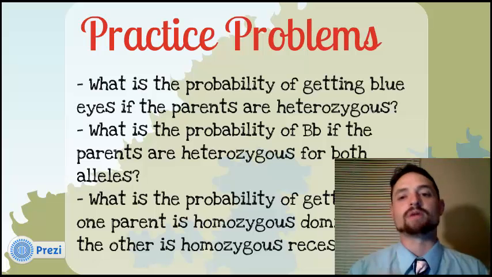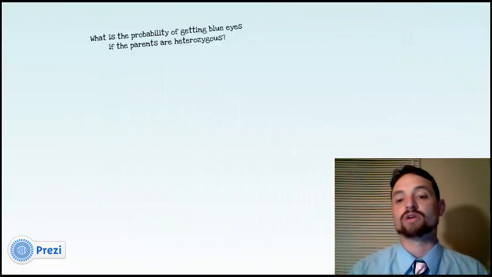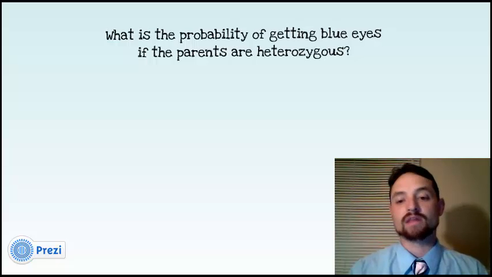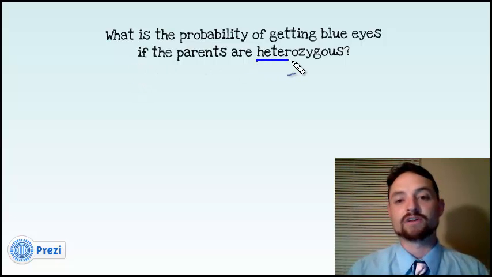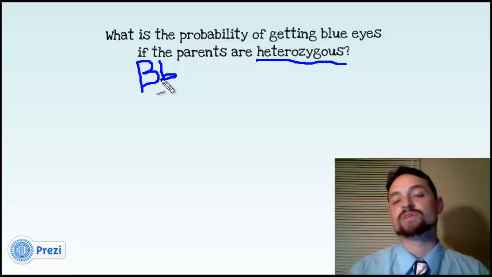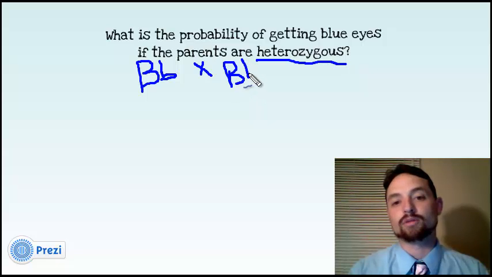So the first is, what is the probability of getting blue eyes if the parents are heterozygous? So let's look at that. Heterozygous is the first thing we've got to understand. That is big B, little b, and blue is recessive, so that individual parent will be brown eyes. The other parent, big B, little b, is also brown eyes.